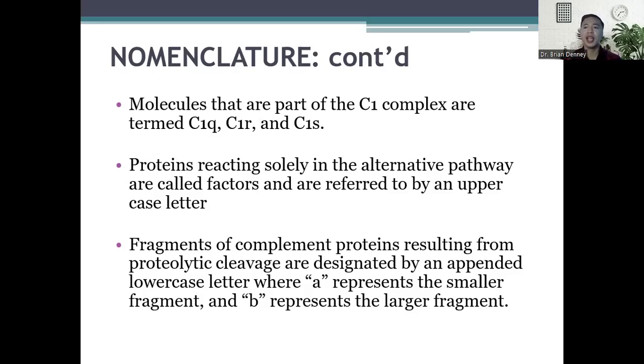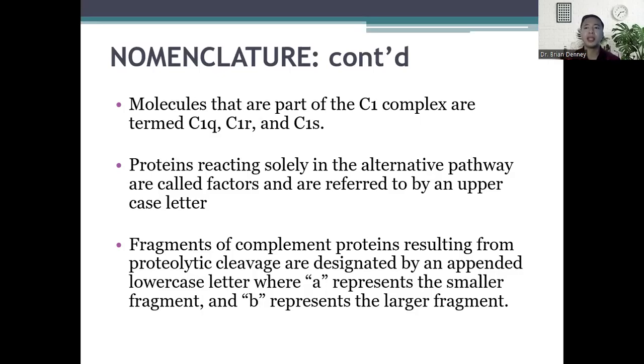Let's have a short exercise here. C4, cleaved by proteolysis, produces C4B, C4A. Which of these fragments is the larger fragment? C4B, correct. Which fragment participates in the complement activation? C4B. Which fragment is a byproduct of the complement activation? Correct, C4A.